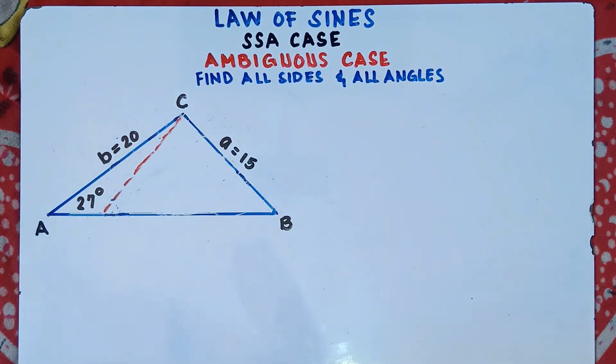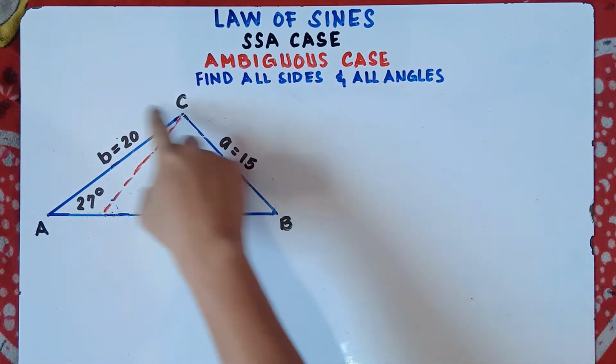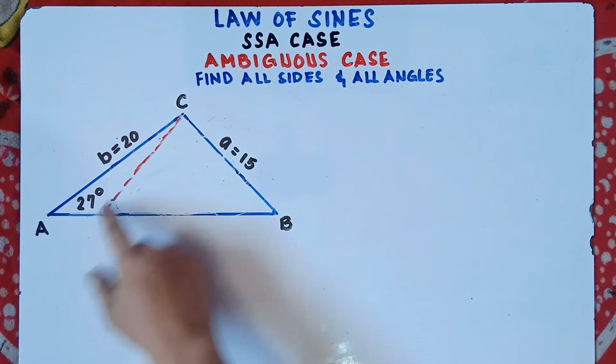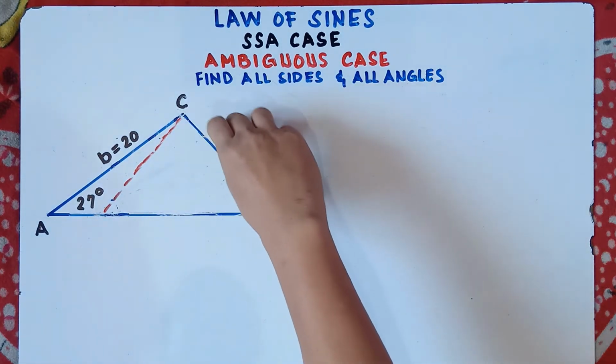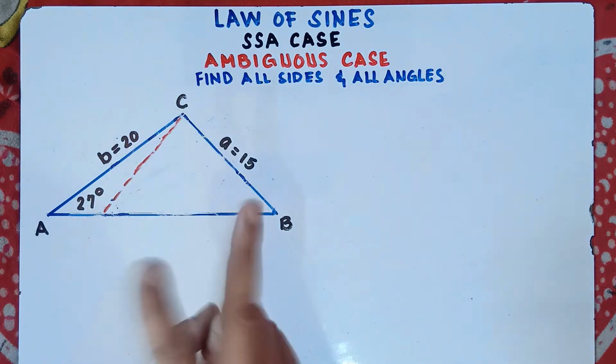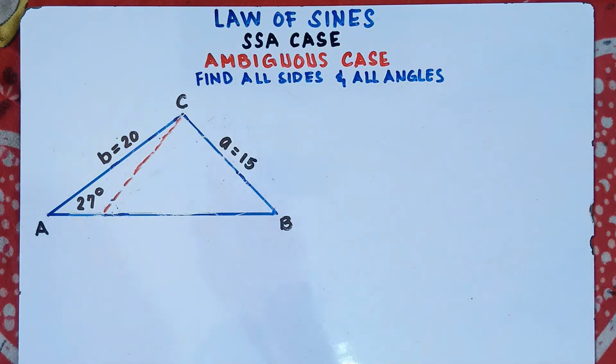Therefore, class, to make it short, if you are given a side and an angle, and the opposite side of this given angle is less than the side right next to this angle, therefore we can create two triangles. And this is what we call the ambiguous case. Alright, so let me just separate the two triangles and then we find all angles and all sides.